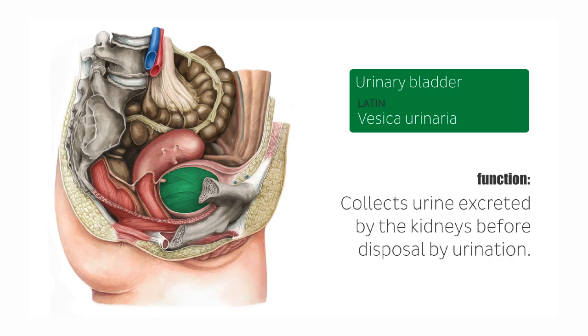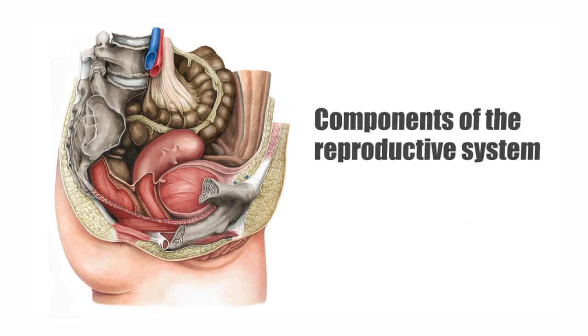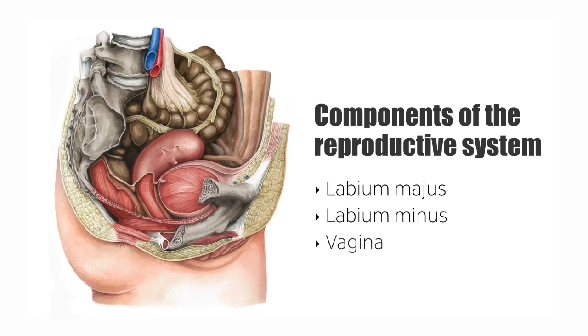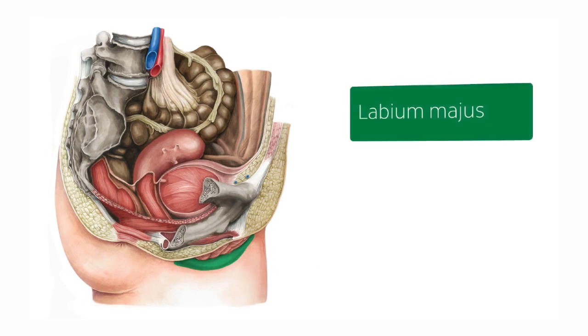We're now done covering the different components of the urinary system, so we move on to the different components of the reproductive system that we can see here on the female pelvis. We're going to be talking about the labium majus, the labium minus, the vagina, the uterus, and the fallopian tube, or tubes. We're going to start off with the very first one on our list that we're now highlighting. This is known, in the singular, as labium majus.